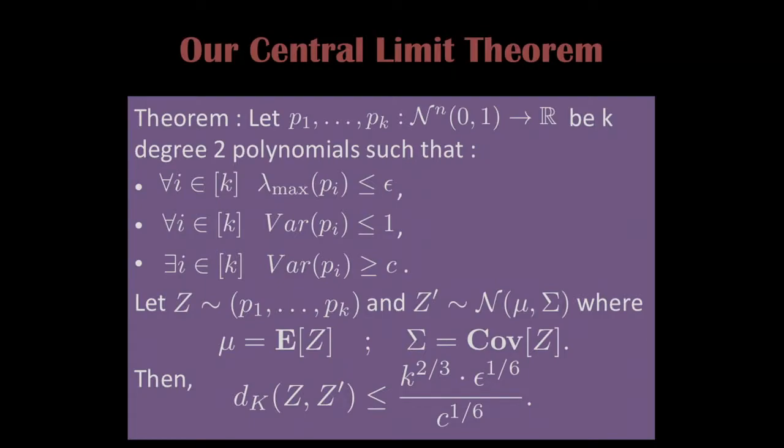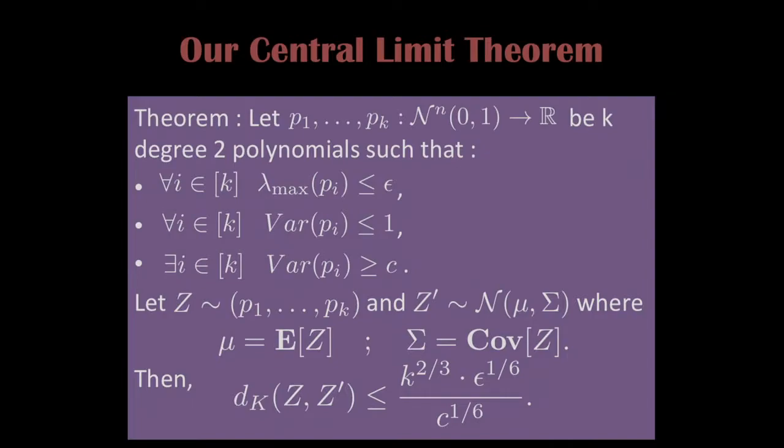So all that is left is we are trying to prove a central limit theorem now. Let P1 to Pk be quadratic polynomials whose variance is bounded by 1, maximum eigenvalues are bounded by epsilon, and at least one of them has a variance lower bounded by C. Then the joint distribution goes to a normal in Kolmogorov distance, with this being the bound on the Kolmogorov distance.